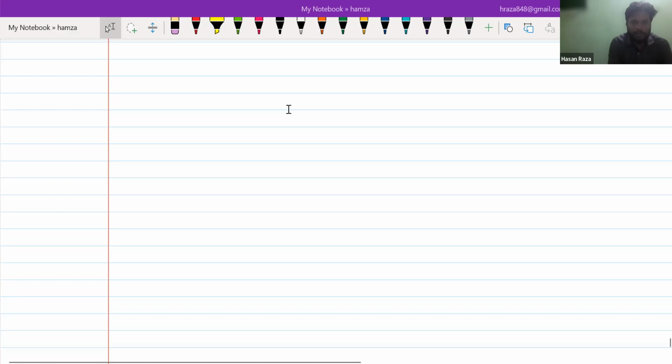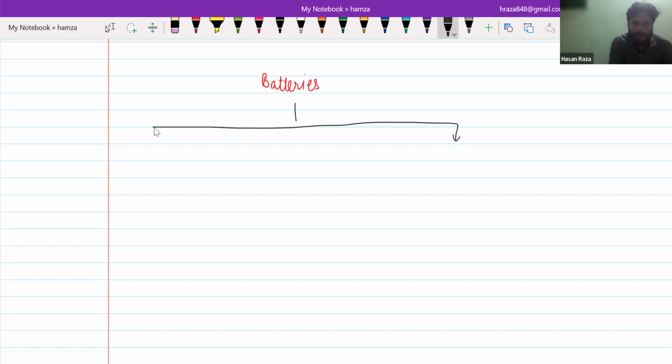Okay, let's start. So we are going to take the last topic of this chapter, that is batteries. Now see, there are two types of batteries or cell, you can say. Basically, what is battery? A group of cells is called a battery. Batteries are of two types: one is called primary battery and the second type is secondary battery. What is the difference between these two batteries?